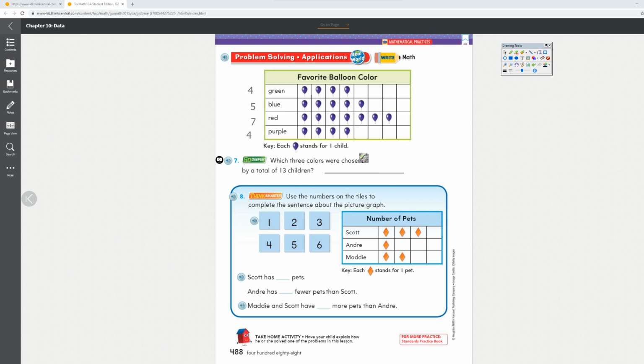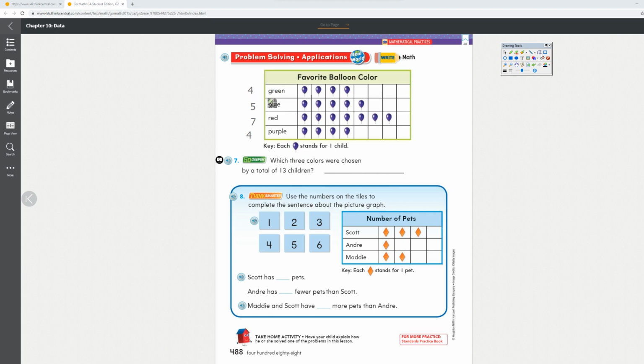Which 3 colors were chosen by a total of 13 children? Okay, so this one's going to require a little bit of deeper thinking. We are going to want to add the categories together to equal 13, and it has to be 13. No more or no less. So which 3 categories, when added together, equals 13 children? So you're going to have to do some adding to figure this out.